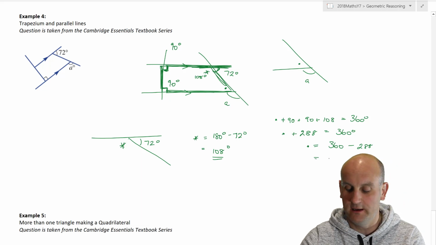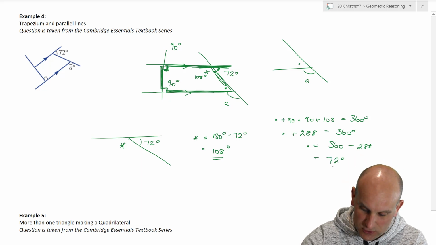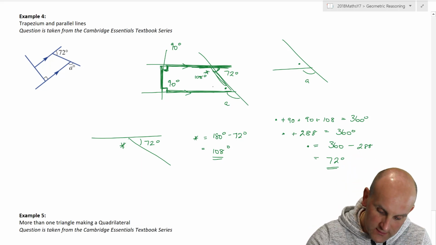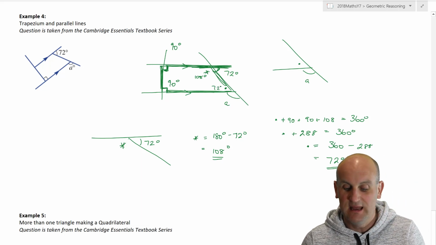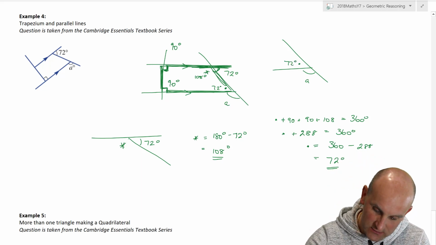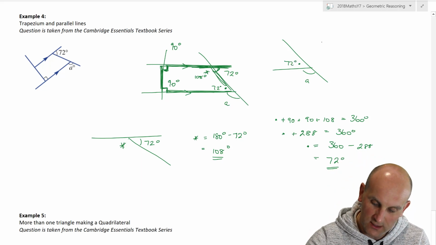Ooh, what's that in my head? 72 degrees. Ooh, we're getting exciting because now we've got the dot. We know this dot is 72 degrees. Can I find my value of A? Well, I should go because if that's 72 degrees, then there is my straight line.